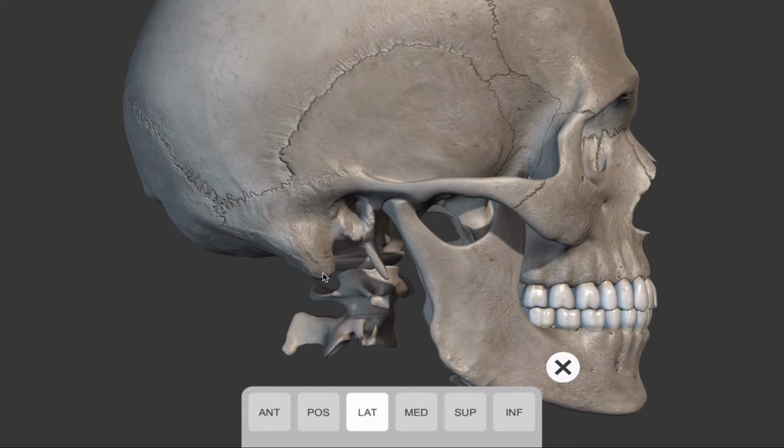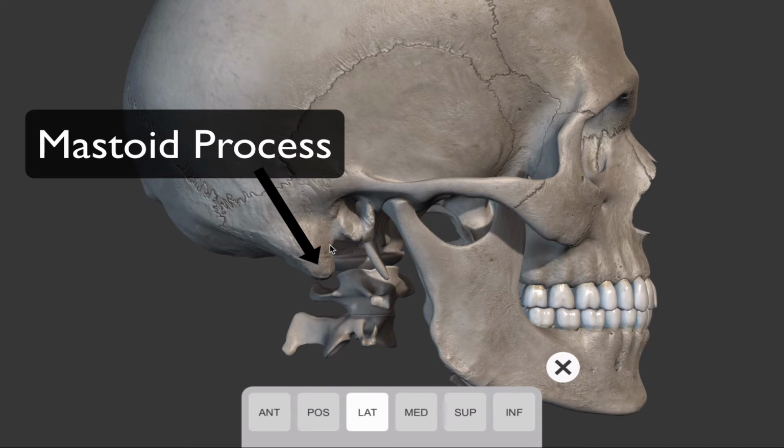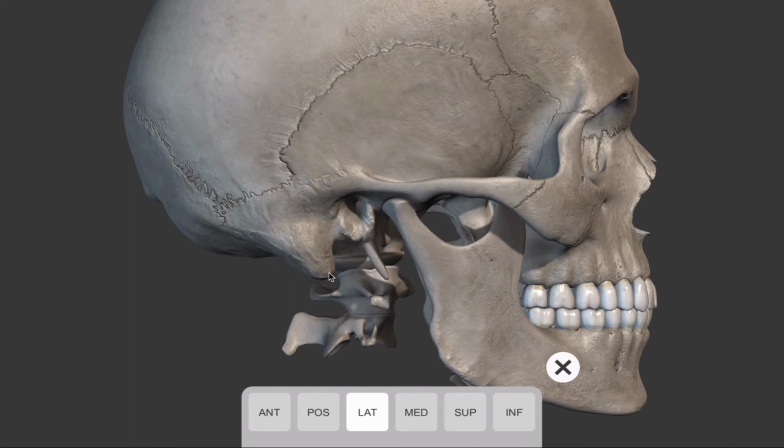Behind your ear there's a fairly large bump. You can feel it. It is kind of an air-filled bony protuberance, and it serves as an attachment site for a fairly large muscle in your neck that we'll get to in the muscular system. This is called the mastoid process. The mastoid process.